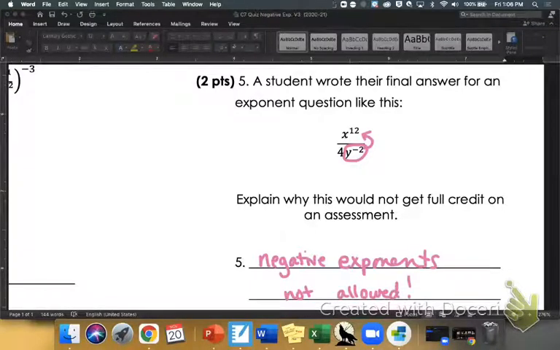In case you're curious as to what the answer would be, that 4 would stay in the bottom, the x to the 12 would stay in the top, but the y to the negative second would move to the numerator and become positive 2. Again, you didn't have to correct the answer, you just had to identify what it was. And that is it.